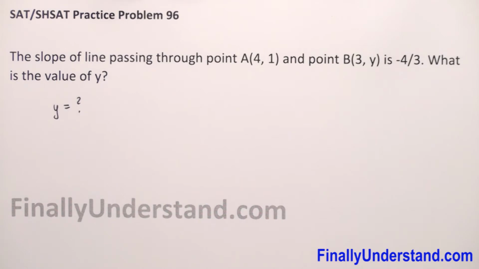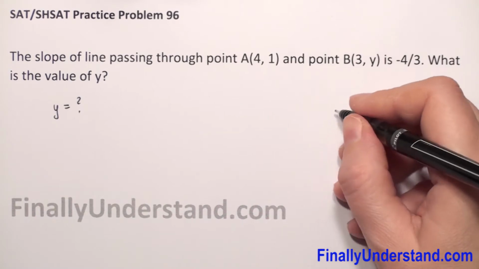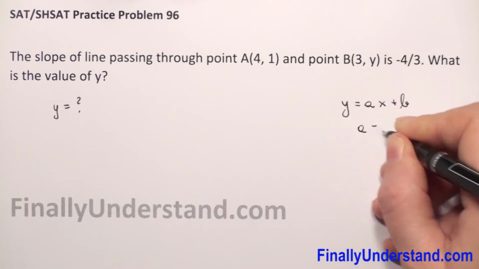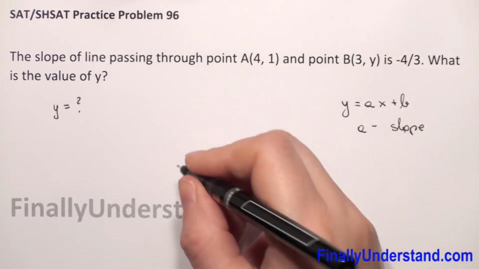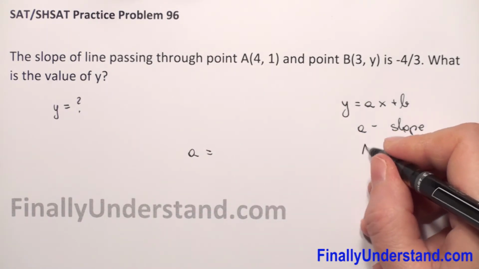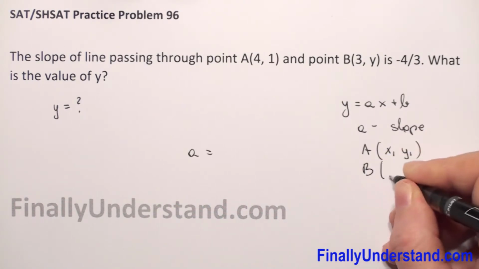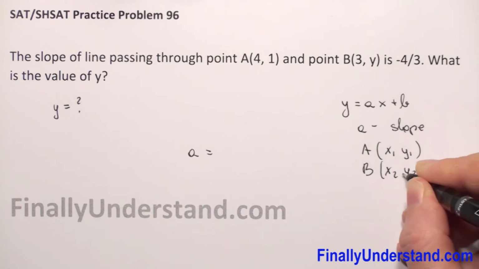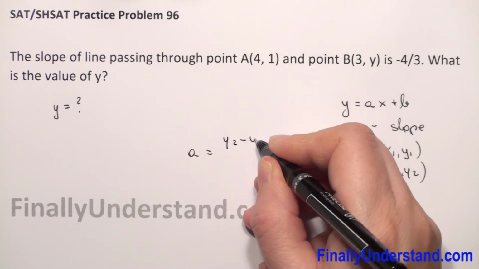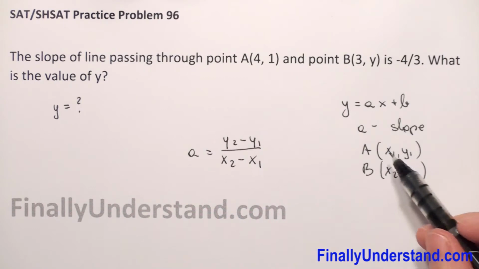So let me remind you the formula for the slope. When we have given a line y equals ax plus b, a is the slope. The formula for a, when we have 2 points A with coordinates x1, y1, and B with x2, y2, the slope is y2 minus y1 over x2 minus x1. So we have given 2 points.